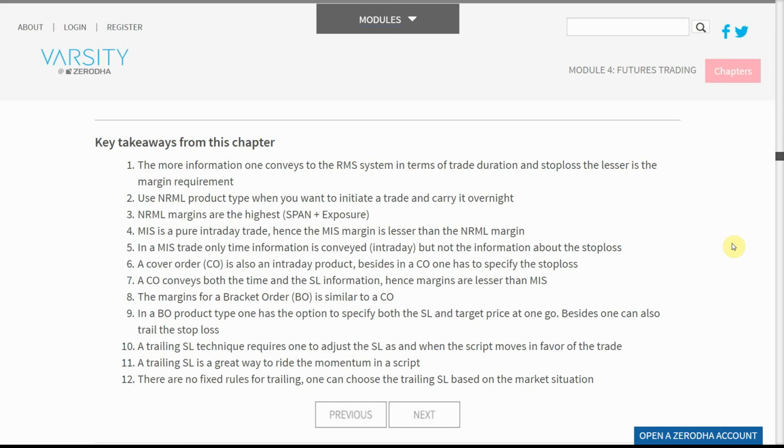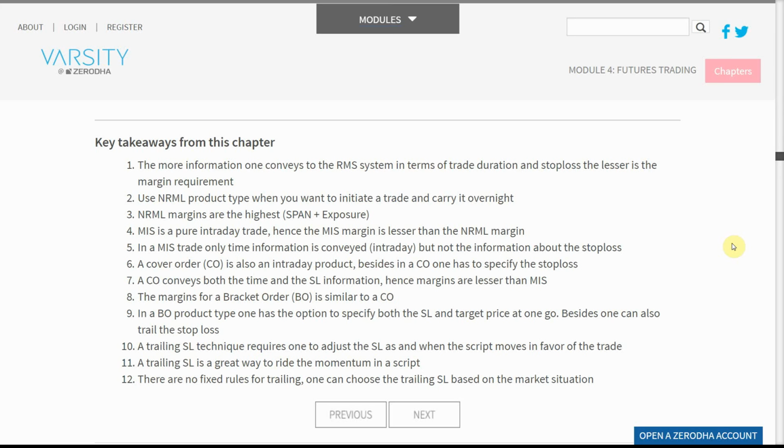In a MIS trade, only time information is conveyed, intraday, but not the information about the stop loss. A cover order, CO, is also an intraday product. Besides, in a CO, one has to specify the stop loss. A CO conveys both the time and the SL information. Hence margins are lesser than MIS.